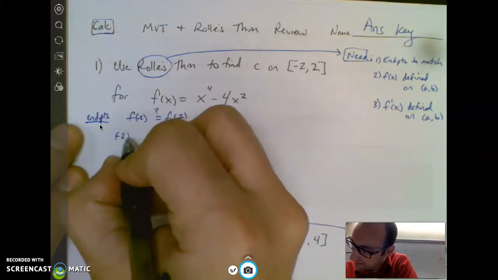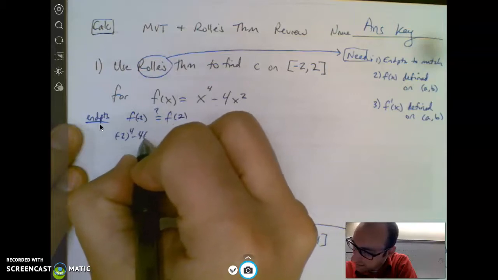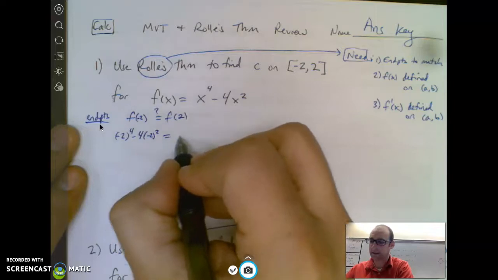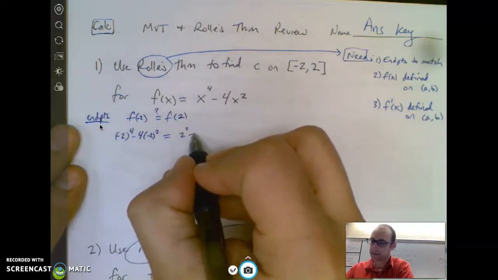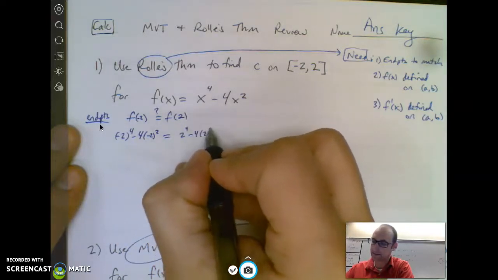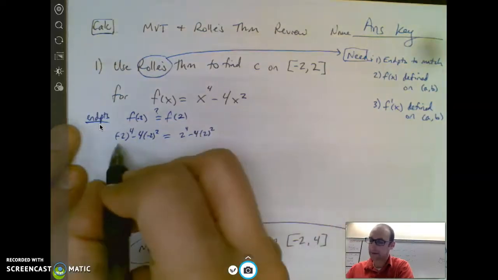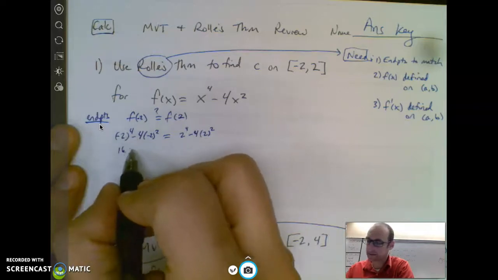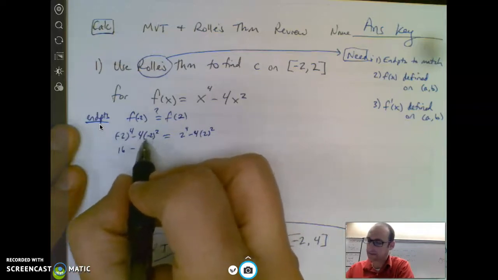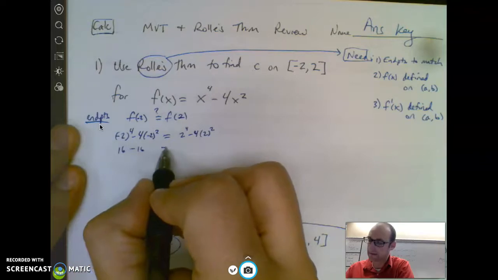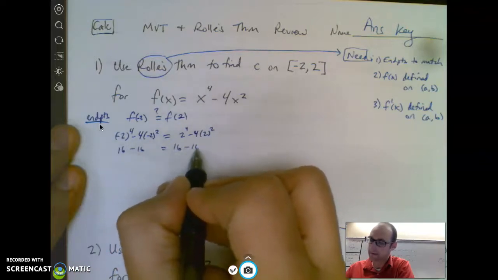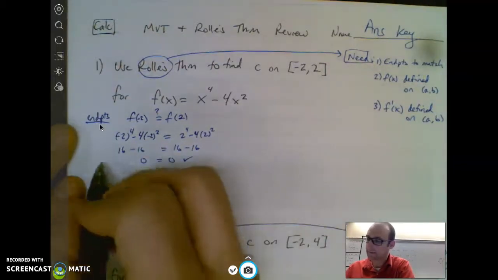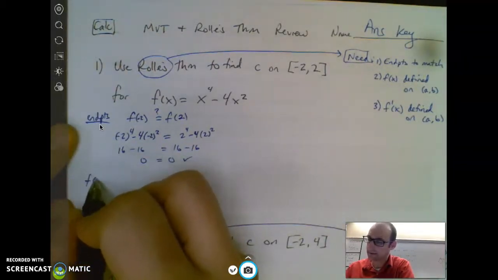So you're going to go negative 2 to the 4th minus 4 times negative 2 squared. And on the other side, we're going to go 2 to the 4th minus 4 times 2 squared. So 2 to the 4th is 16. The negative gets killed off. Minus 4 times 4, 16. This side, same deal. We get 0 and 0. So check, endpoints work.